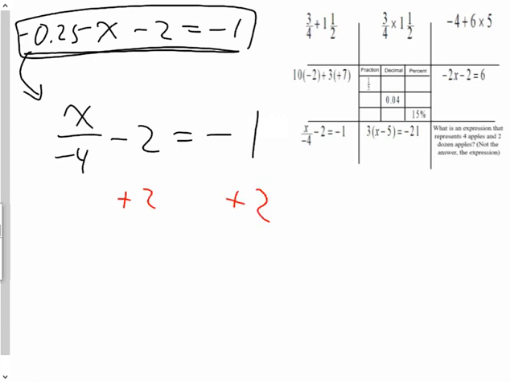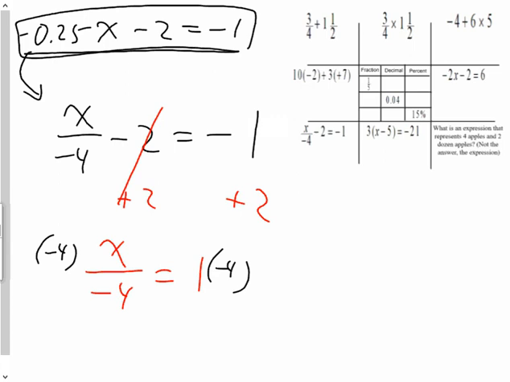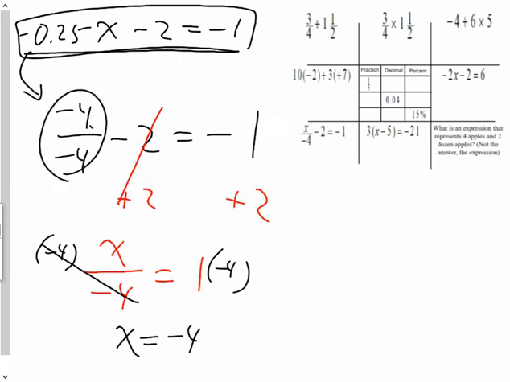Opposite operation, get rid of your constant first. We're going to add 2 to both sides. A -1/4 of x is equal to 1. We're going to multiply both sides by -4. And x equals -4. Go back in and check your answer. If you were to change this to -4, right, x is -4, then this would become 1. And 1 take away 2 is -1.